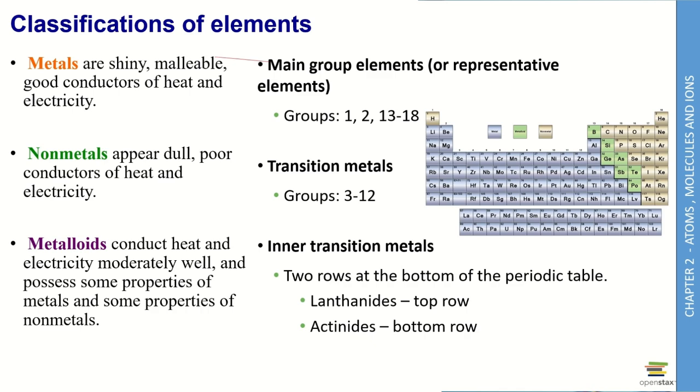They have fixed charge. So this is 1 and 2, and then it goes to 16, 18, 17, 16, 15, 14, 13, all these groups over here. Okay, so that is the main groups. So we have transitional metals, 3 to 12 over here. These are the transitional metals. And we have inner transition metals, the row at the bottom of the periodic table. So we have lanthanides and actinides over here.